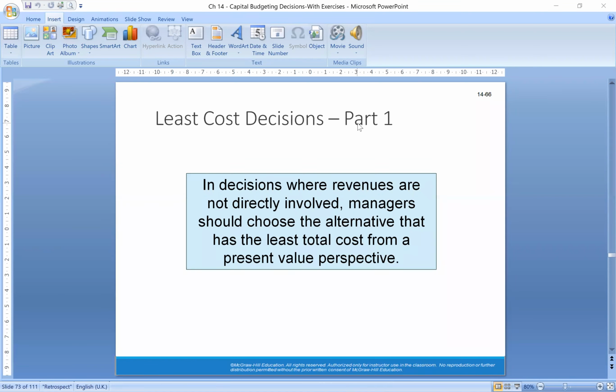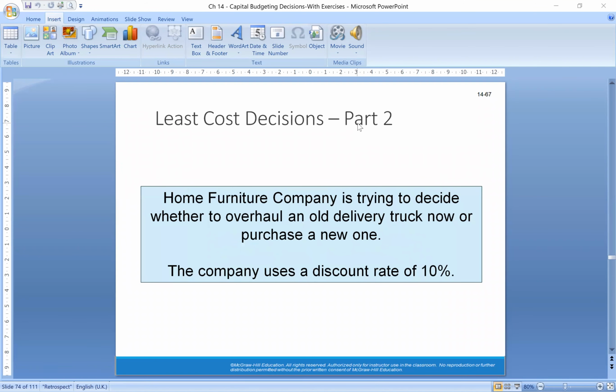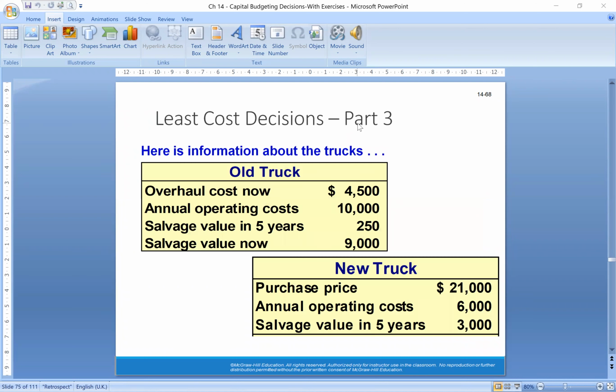Overhaul an old delivery truck now or purchase a new one. Okay. The discount rate is 10%. And we do have information for two projects. Old truck: overhaul cost now 4,500, annual operating cost is 10,000, salvage is 250. Salvage value now is 9,000, which means what?